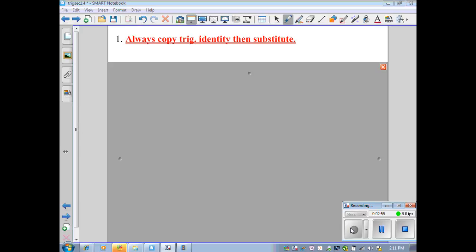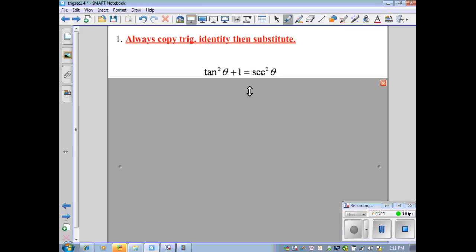So let's utilize that identity. This is the procedure I'd like you to use. Always copy the trig identity and then substitute in, so we get an idea what these trig identities look like on a constant basis. So we copy the identity we discussed earlier, which is tangent squared theta plus 1 equals secant squared theta. Tangent we already know, and secant squared theta is the reciprocal for cosine. So we can find our value for cosine once we know what secant is.